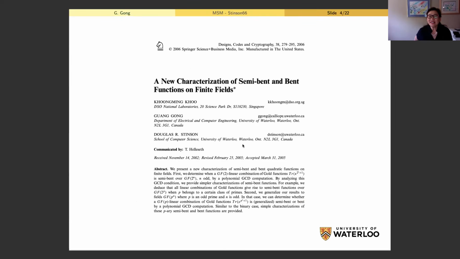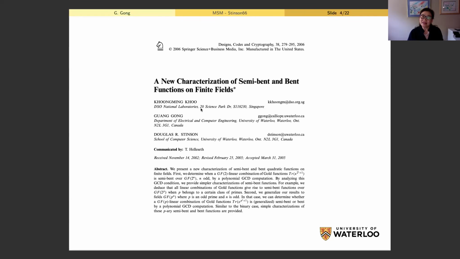After that, Doug and I co-supervised a student, Kongming Ku. I'm in the ECE department, Doug in the computer science department, and at that time Kongming was in the department of C&O. So the three of us were in different departments. I remember it was a wonderful time.